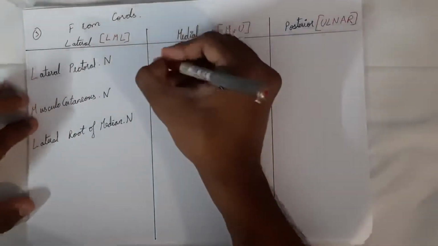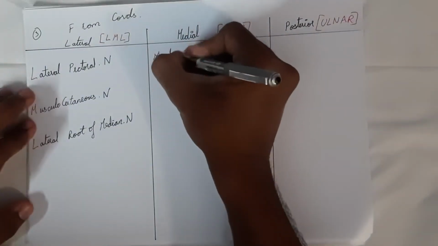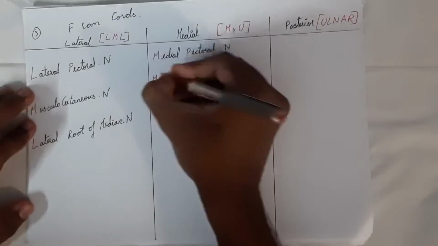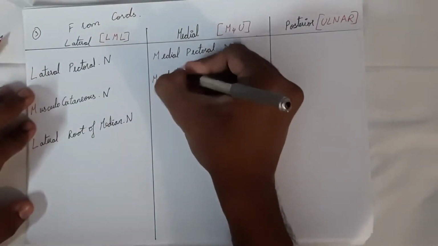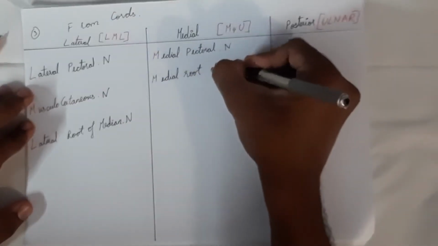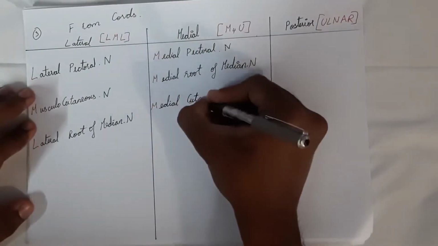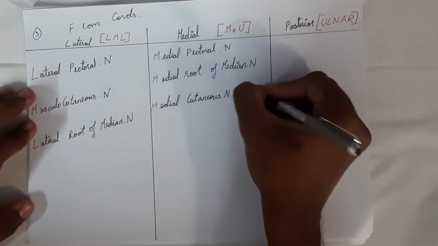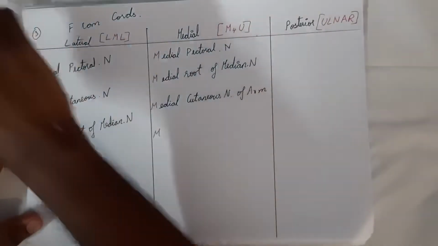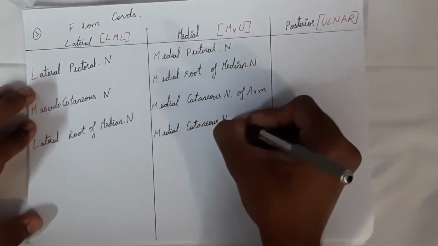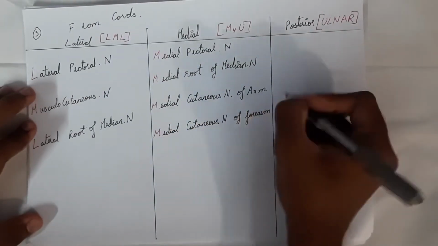And then for the medial cord, we go for the medial pectoral nerve, the medial root of median nerve, medial cutaneous nerve of arm, the medial cutaneous nerve of forearm, and then the ulnar nerve.